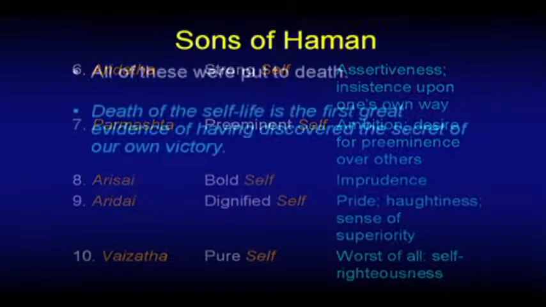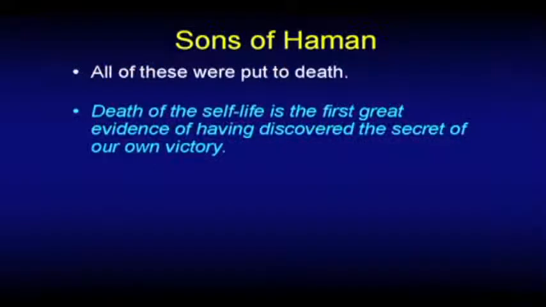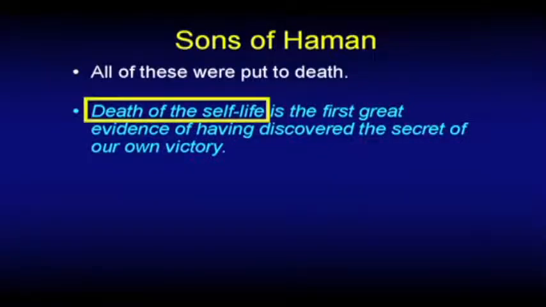Now, what's interesting here, all these were put to death. See, the death of the self-life is the first great evidence of having discovered the secret of your own victory. The death of self-life, amplified by the 10 sons of Haman, that not only all died at one time, but they are spoken of in the Hebrew tradition all in one breath. All 10 need to be put to death.